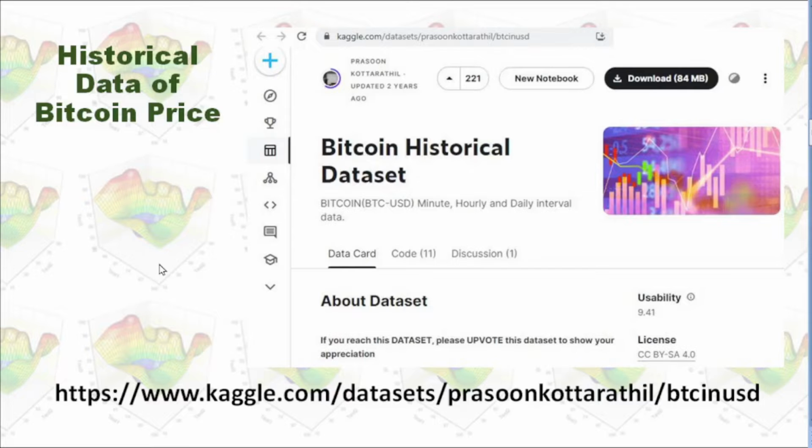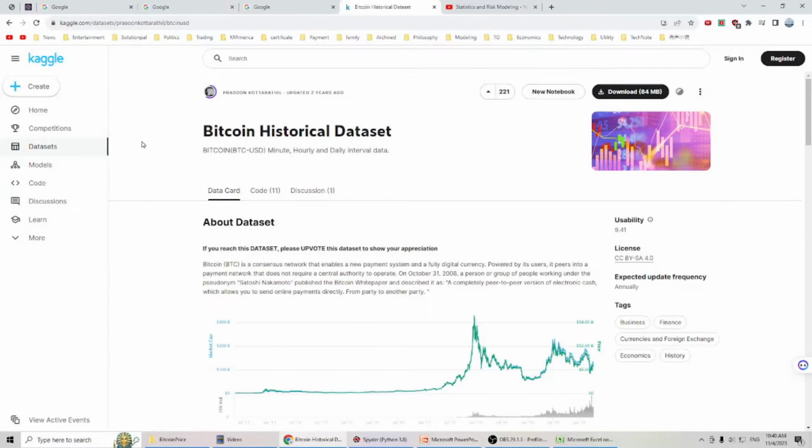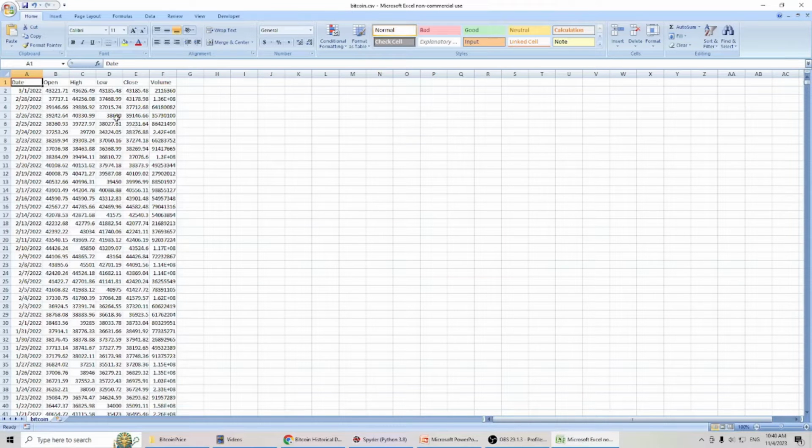When I built my model, I used data from this website. You can go to this website and download the data. After you download the data, we can take a look. You see we have date and open price, high price, low price, close price, and volume.